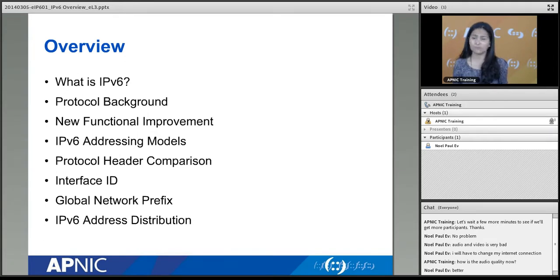Let's look at the different addressing models. Now, there are different IPv6 addresses. Our concern here is just to look at the model, not the different classifications of IPv6 addresses, because we probably don't have enough time to cover all of that.